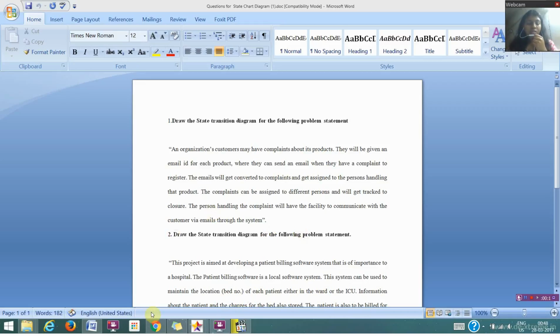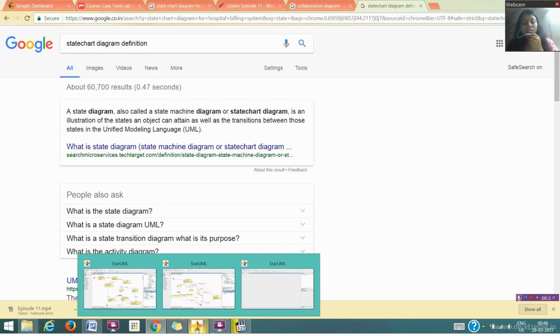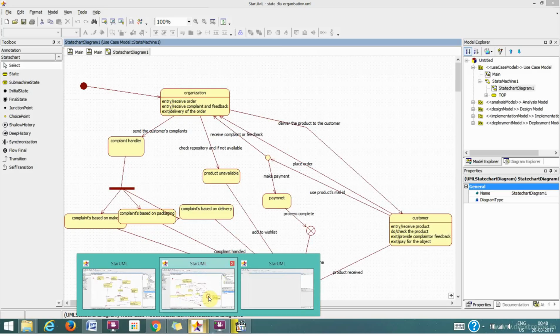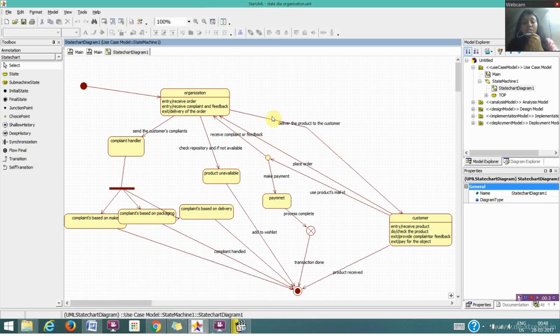Before I move on to my questions, I'll explain a bit about state chart diagram. A state diagram, also called a state machine diagram or a state chart diagram, is an illustration of the states an object can attain as well as the transitions between those states in the Unified Modeling Language. So basically, a state chart diagram shows the different states of an object, and the transitions are written between each state. So this is what a state chart diagram basically looks like.